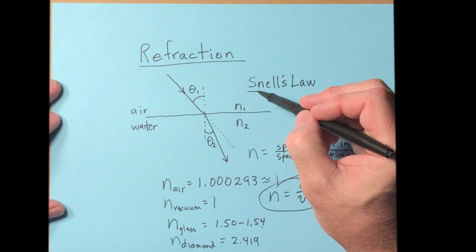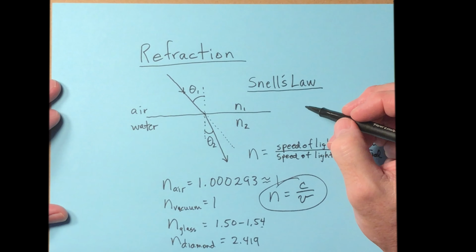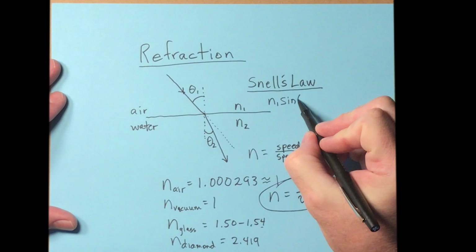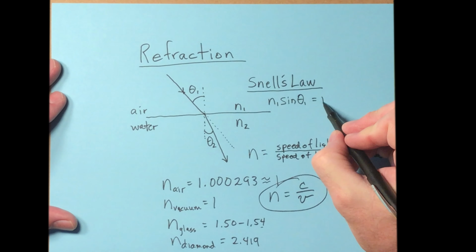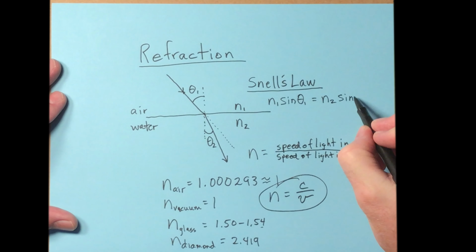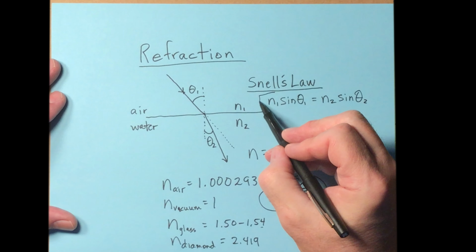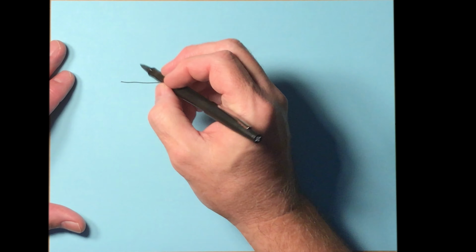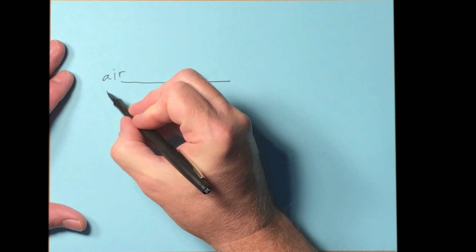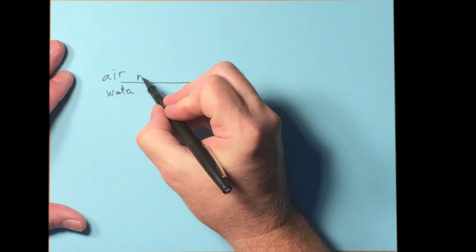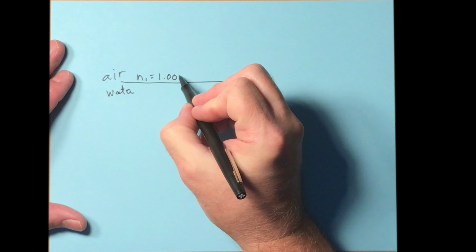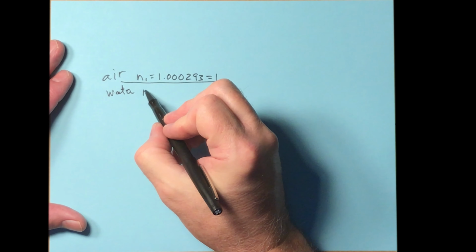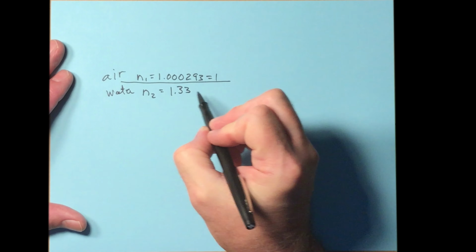Then let's get back to the original thing. What is Snell's law? Well, Snell's law is this relationship. N1 times the sine of theta 1 is equal to N2 times the sine of theta 2. So there you have it, Snell's law. So if we have an interface like air and water, let's say this side is air and this side is water, then N1 is going to be 1.000293. Let's just say it's 1. And then N2 is going to be 1.33 for water.